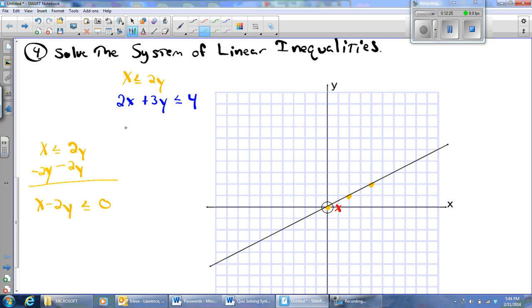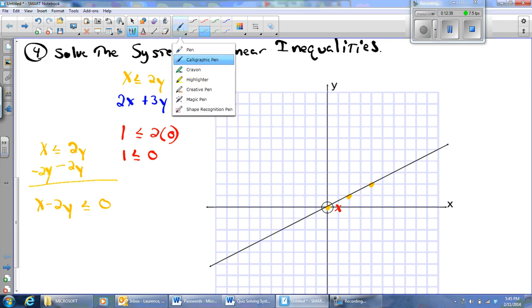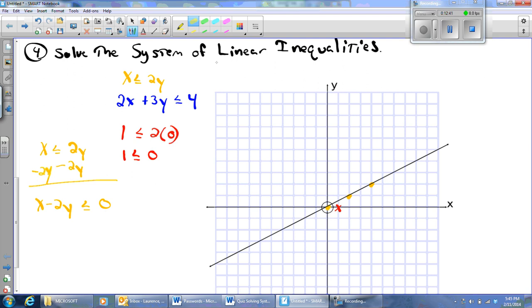Okay, so I'll plug 1 in for x. I will multiply 2 by y, which will be 0. And so I'll get 1 is less than or equal to 0. Is that true? Absolutely not. Since it's not true, I can go ahead and shade the other side of the line. Now the line is included in my shading. Okay, so I'm going to shade over here.